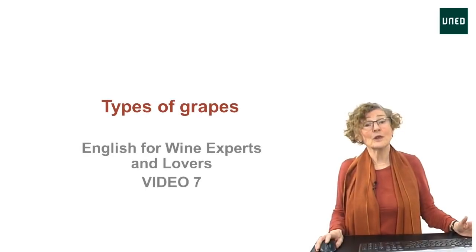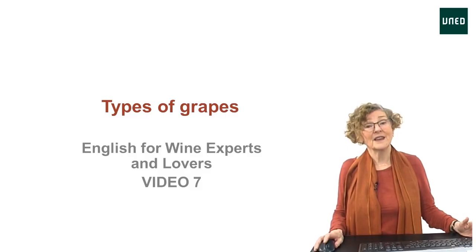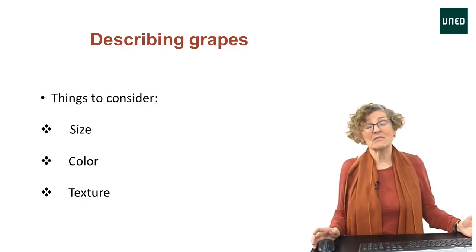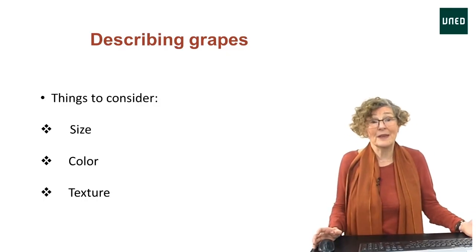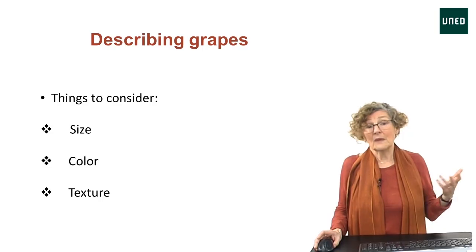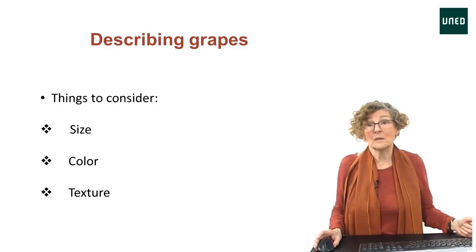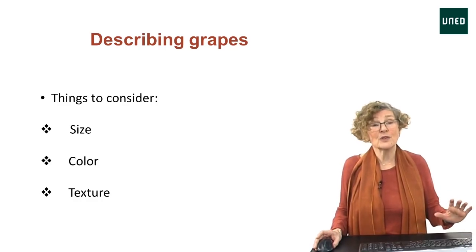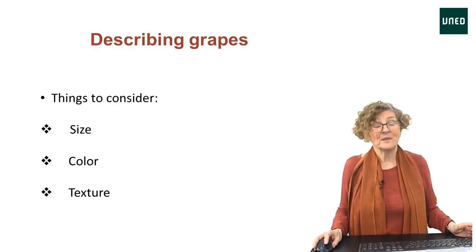In this video, we'll revise some of the most well-known grape varieties. We'll also see how different types of grapes are described. When we try to describe grapes, as usually when we try to describe anything, we consider three things: the size, the color, and the texture. Other times we can even consider other sensory perception things, but in this case we concentrate on these three aspects.